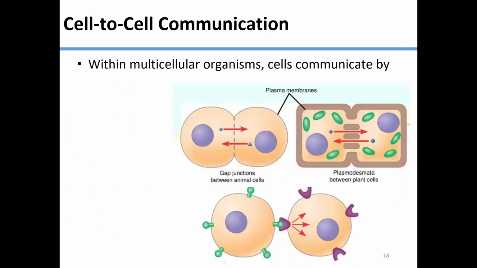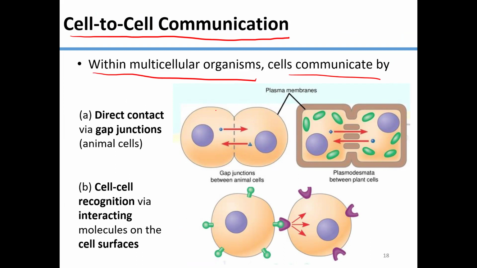All right, the last thing that we need to talk about is cell-to-cell communication. One thing that's really awesome is cells do communicate with each other. They like to know exactly what's going on, what states they're in, and if one of them is going through cell division, things like that. Within multicellular organisms, cells communicate in two ways. The first is direct contact via a junction, a gap junction. The second is cell-to-cell recognition via interacting molecules on the surface.